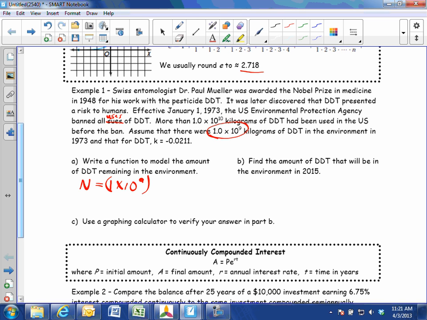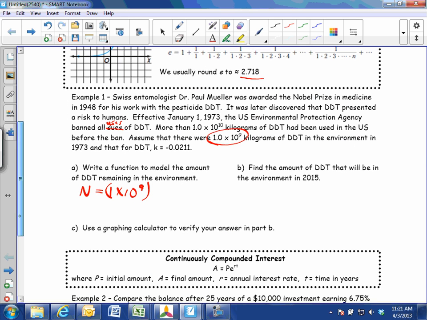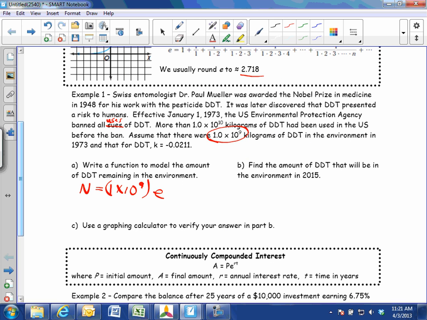Okay, so that's our N naught, which is our starting point. Then we're going to say times e to the kt. They're saying use this number for k. Notice it's a negative because we know it decays. Times time. Since we're just writing a function to model an amount, we don't know what the time is, we don't know the amount, so we're just leaving N and leaving t. We're not going to plug in any numbers in this case.